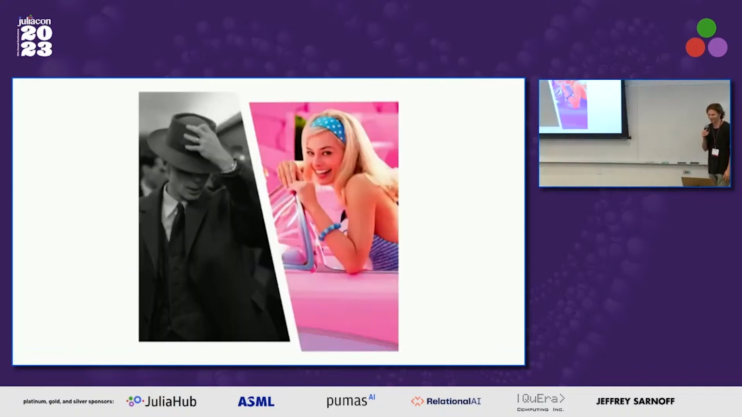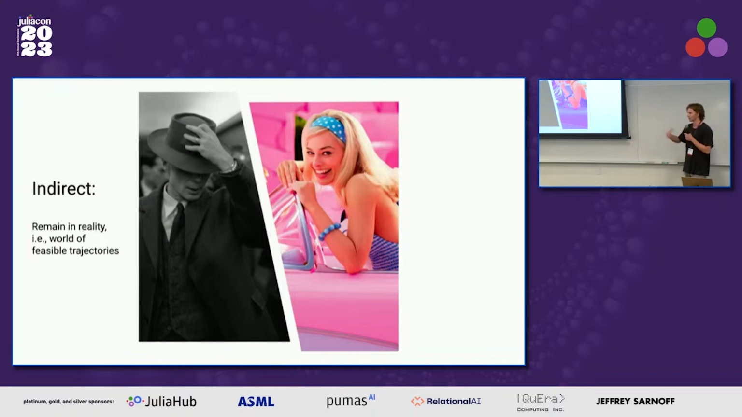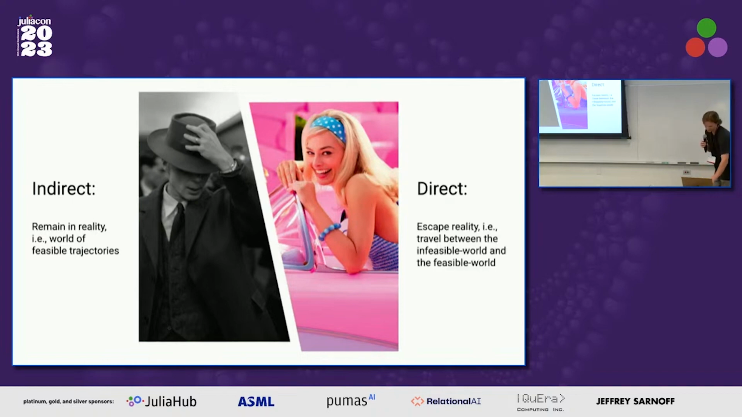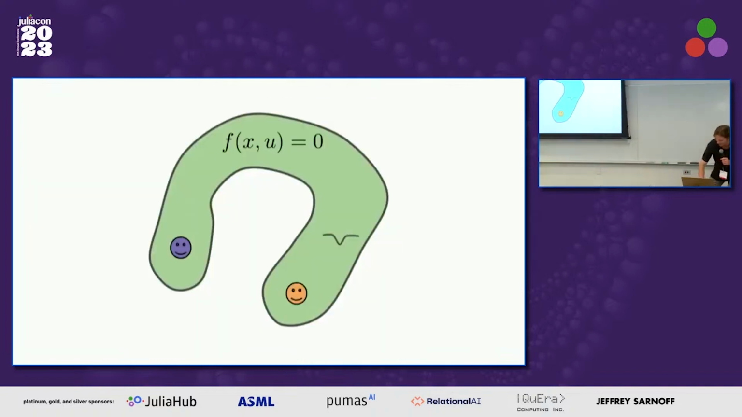So what is the difference between direct methods and indirect methods? In indirect methods, you have to remain in reality. You have to stay on feasible trajectories. You're rolling out, and you're never leaving the dynamics manifold. And this isn't great. You might be a little sad about your existence. But in a direct method, you can escape reality and travel between the infeasible world and the world of feasible solutions.